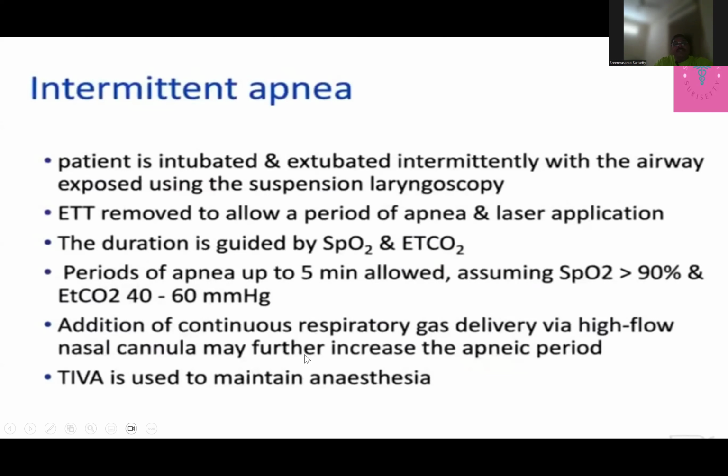Addition of continuous respiratory gas delivery via high flow nasal cannula may further increase the apneic period. And TIVA is used to maintain the anesthesia in these intermittent apnea techniques. So you have to maintain the SpO2 more than 90% and EtCO2 40 to 60 mm Hg. If possible, you can use the apneic method of oxygenation.